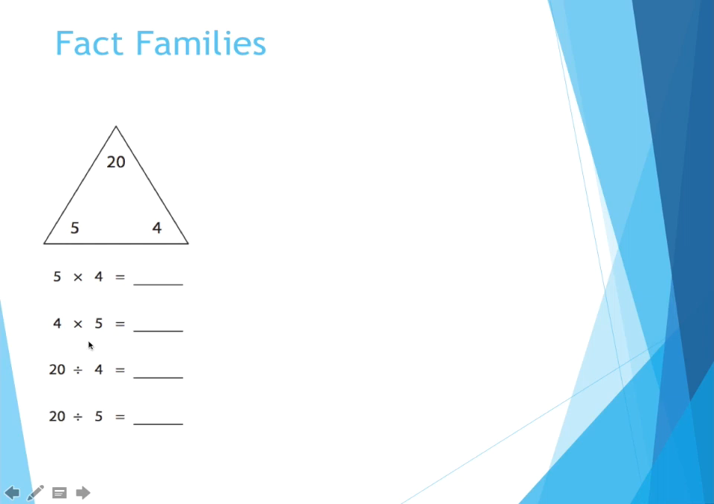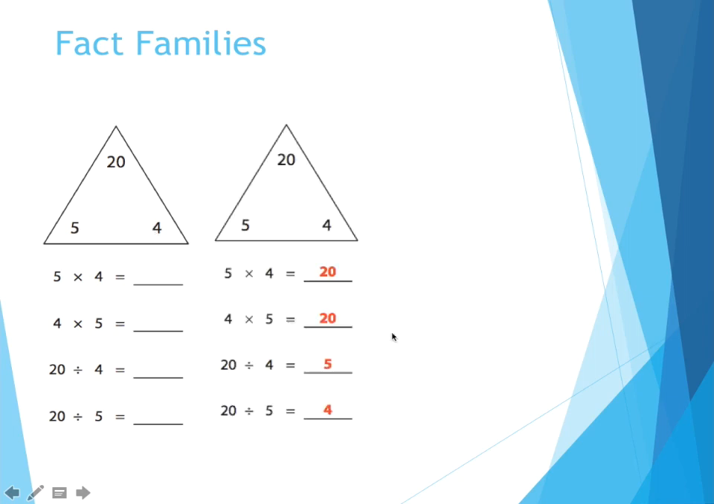So in thinking about our division here, if 20 is being broken apart into 4 groups, there's going to be 5 in each group. So 5 would be my quotient. I can also take 20 and break it up into groups of 5, and 4 is going to be in each group, as you can kind of see here.